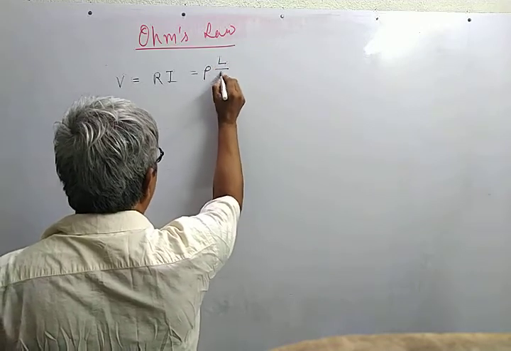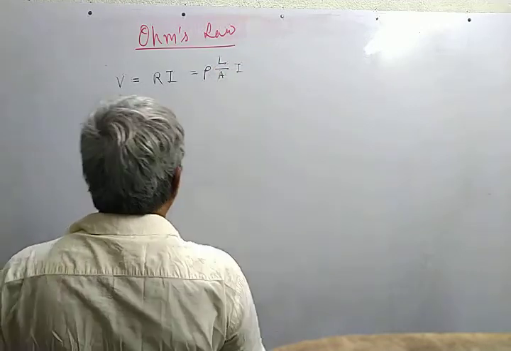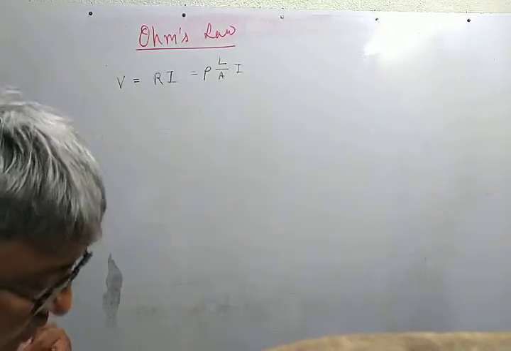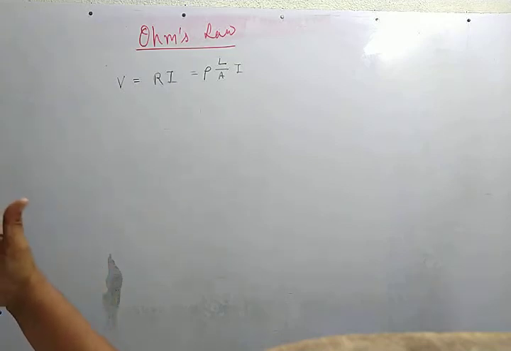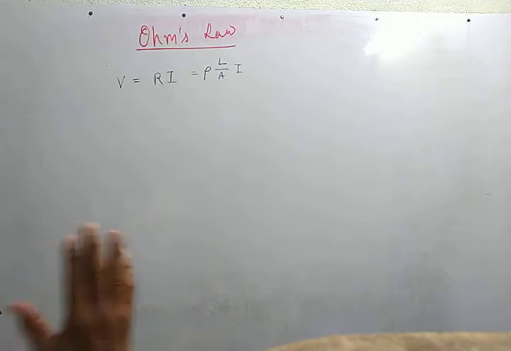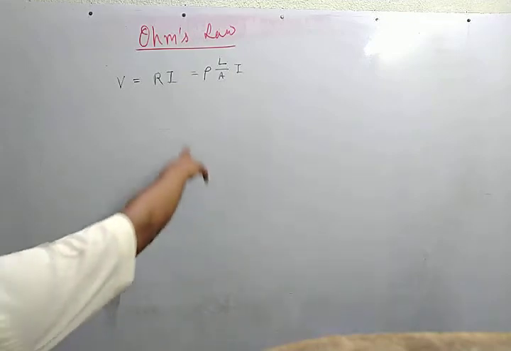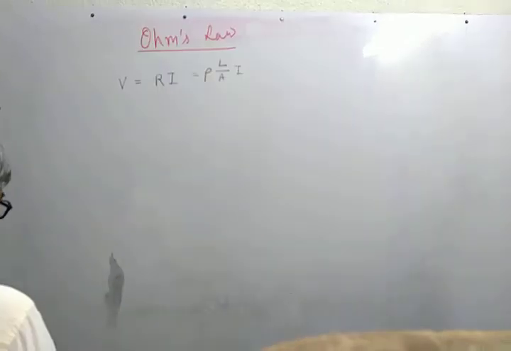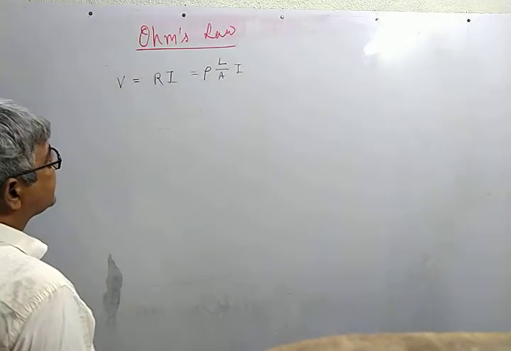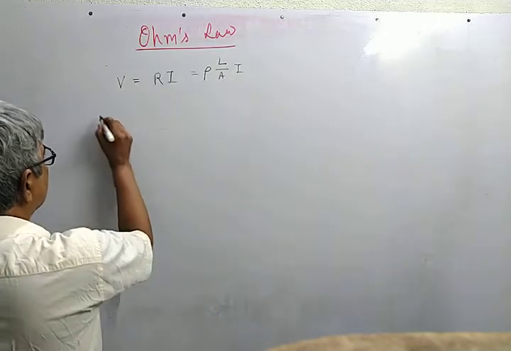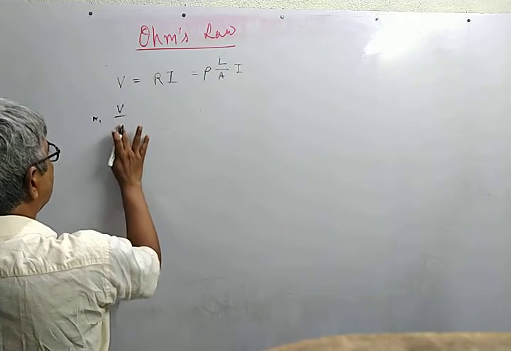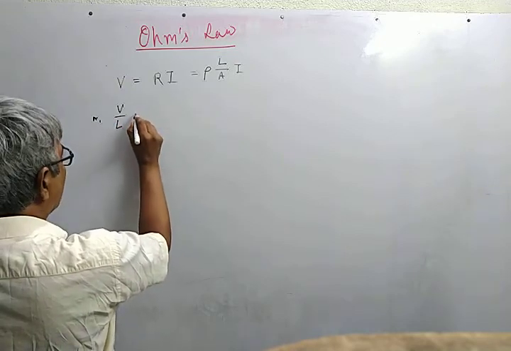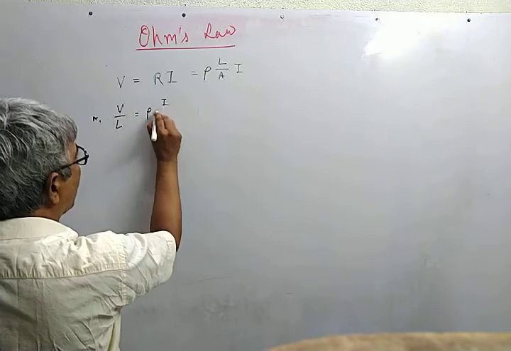to its cross-sectional area. And we write the law in this form, where rho is called the resistivity. Resistivity is numerically equal to the resistance of a conductor in the form of a unit cube. It is the property of the material of the conductor. If we rewrite this equation, we can write V by L on the left hand side, and on the right hand side I write rho by A.